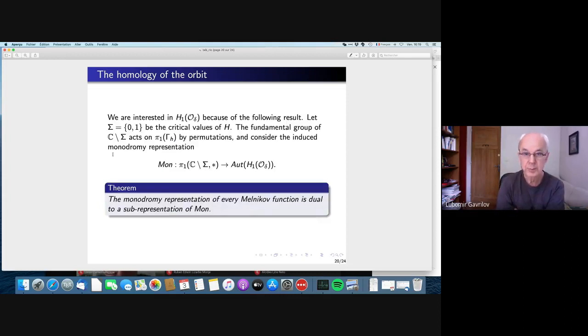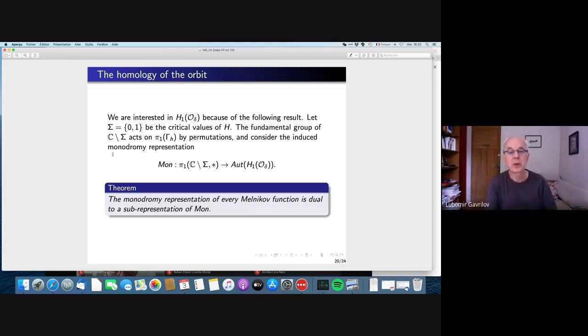There is a general theorem, which I state here, which says that the monodromy representation in fact is a sub-representation of the standard representation of the fundamental group of the base, the parameter H, represented on this abelian group H1.